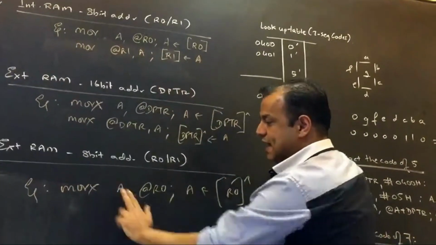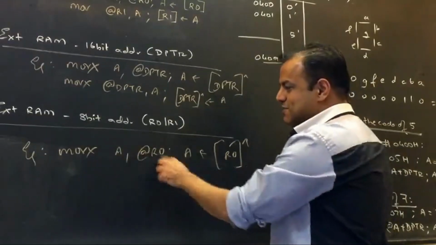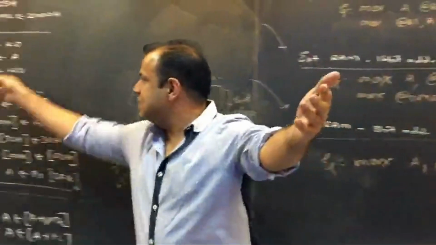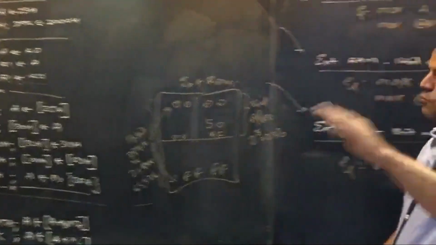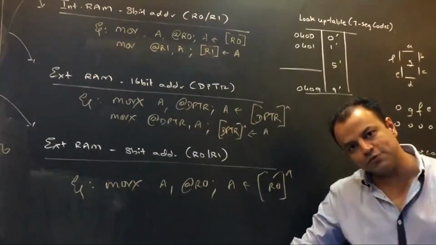Do you understand this? And if I remove the X also and the @ also, it is still a valid instruction, then A will simply get the value of R0. That means it will become that instruction. So there is a difference between MOV A, R0, MOV A, @R0 and MOVX A, @R0. I hope you understood all of that.